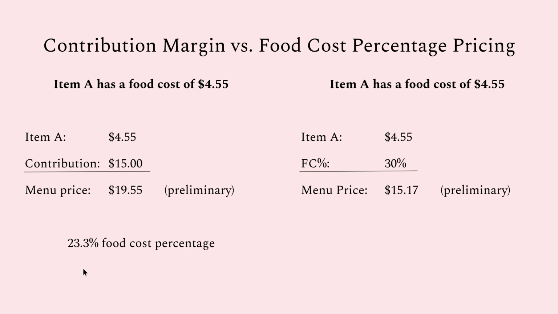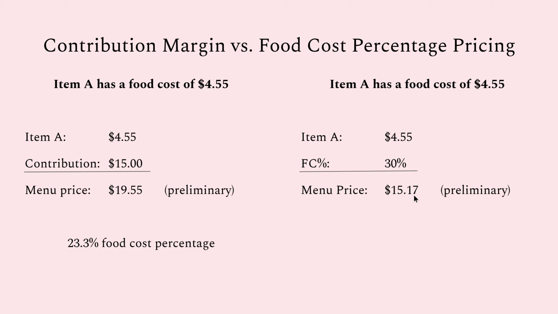this is our food cost percentage here. We are operating at a 23.3% food cost, which is really good. We like to see things under 30, even better under 25. Versus if we just slap on a 30% food cost to that same menu item that costs us $4.55, we're looking at a preliminary selling price of $15.17.